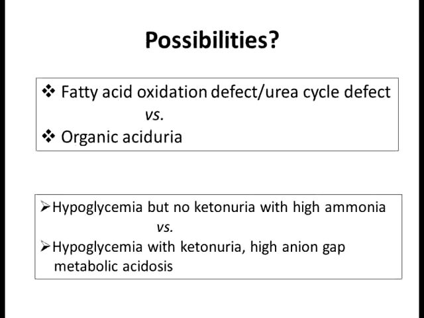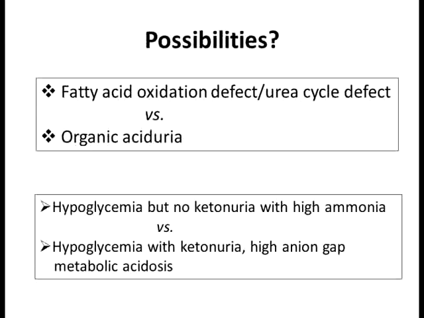So we have whether it is a fatty acid oxidation defect, we know urea cycle defect is out, versus organic acidemia. And we have hypoglycemia but no ketonuria or high ammonia. This is a condition we are not facing here. So we have hypoglycemia with ketonuria, high anion gap, metabolic acidosis. So this is a simple message we want to give.